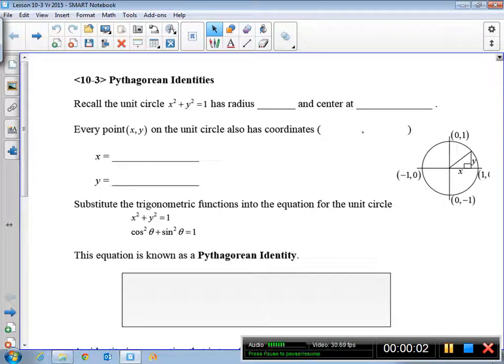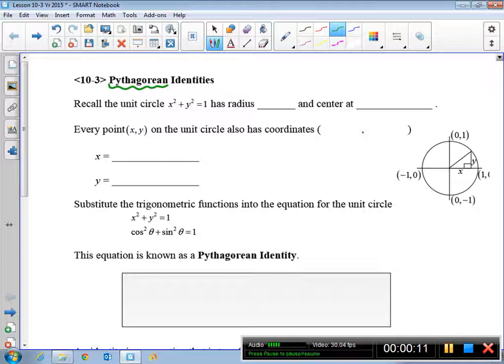Today we're doing the Pythagorean Identities, section 10.3. And Pythagorean should remind you of something. The Pythagorean theorem is that in a right triangle, a squared plus b squared equals c squared. And basically the identities that we're looking at today are based off of this.